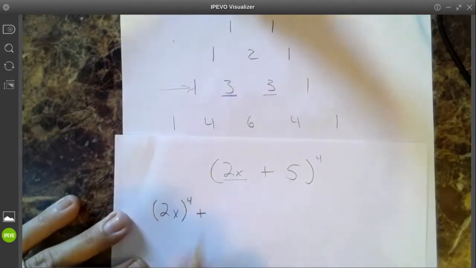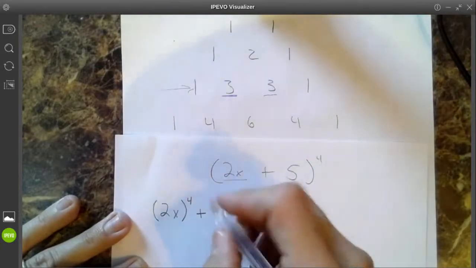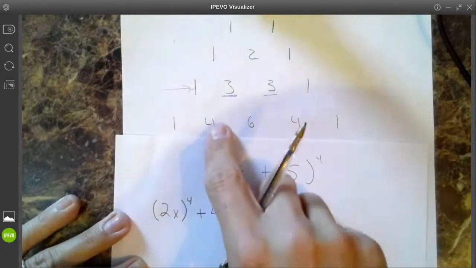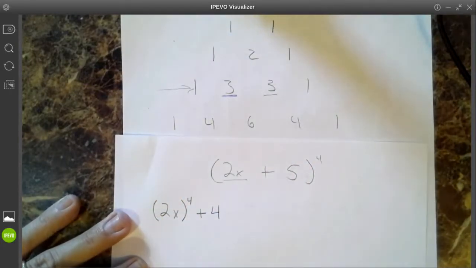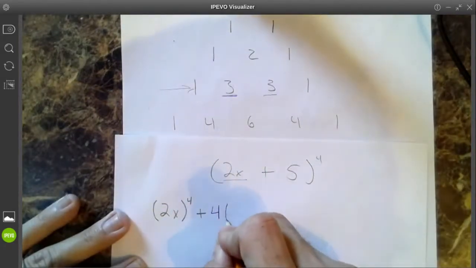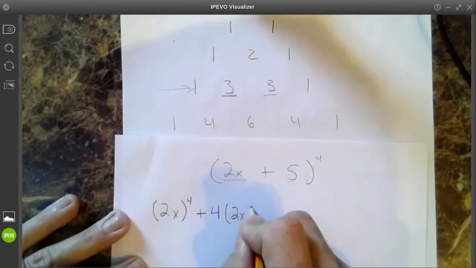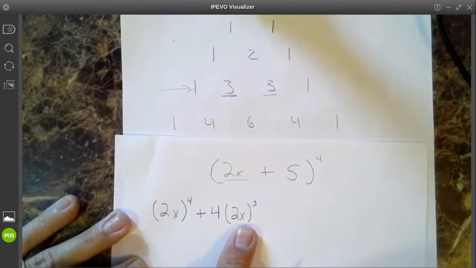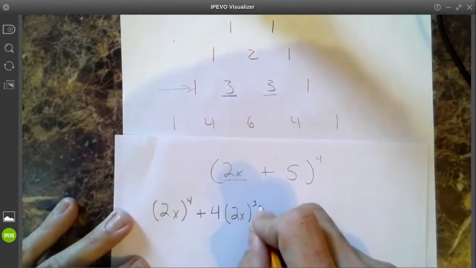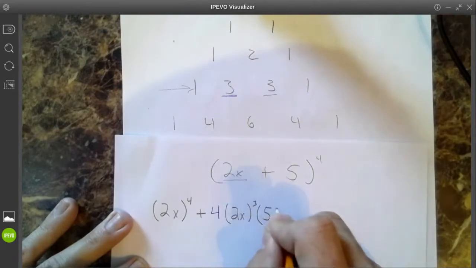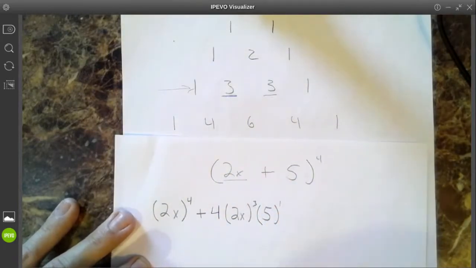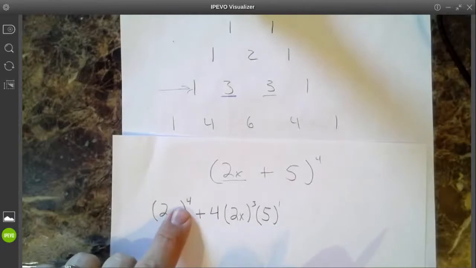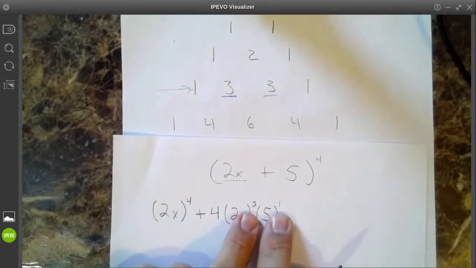And then it's going to be a 4. 4 is my coefficient there. That's from the Pascal's triangle. And then it's going to be a 2x to the third power. So this one's going to go down by 1 times a 5 to the first power. All right. Notice here the exponents, there's a 4, and the exponents here, they add up to 4.